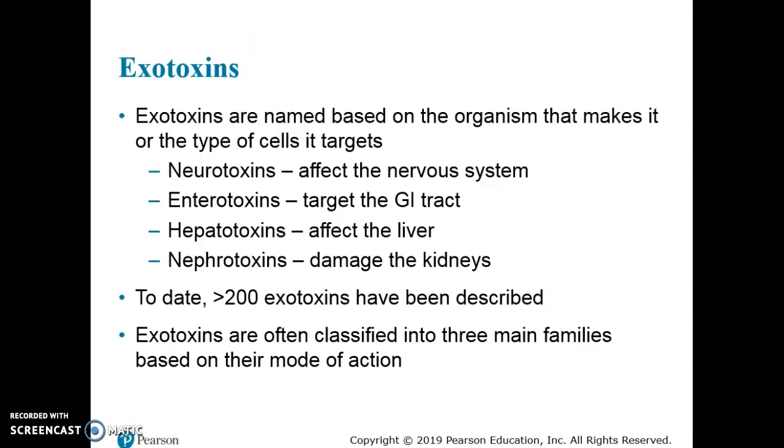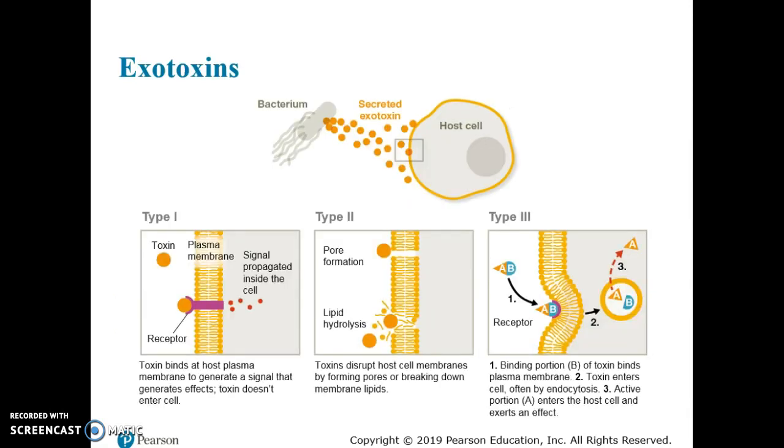All right, exotoxins are named based on the organism that makes them or the type of cell that they target. So neurotoxins affect the nervous system. Enterotoxins target the GI tract. Hepatotoxins, the liver. Nephrotoxins, the kidneys. And currently there are over 200 exotoxins that have been described. Exotoxins are classified based on their mode of action. You've got a couple of paragraphs on each of these different types, but just showing the figure is sufficient for the lecture.